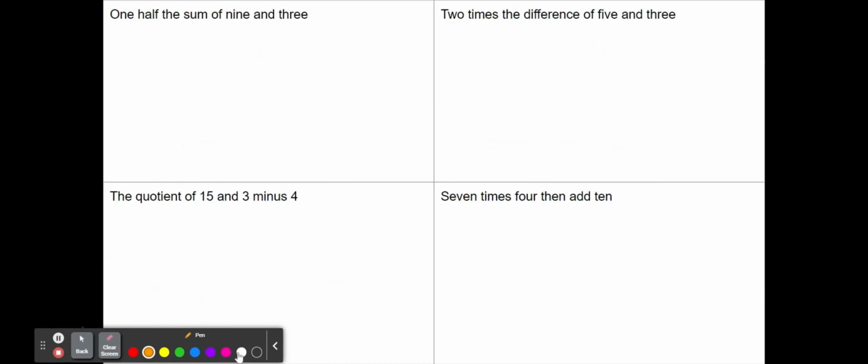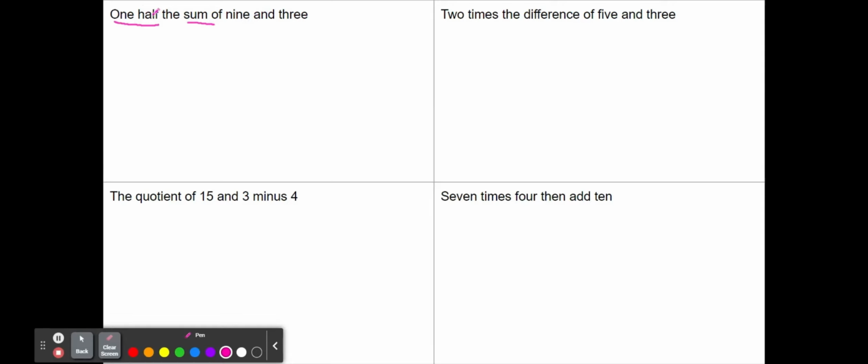To continue, it now gets a little more complex. We saw in the second slide that they actually separated everything. In this particular slide, they do not. So: 1/2 the sum of 9 and 3. We have 1/2 and we have sum.